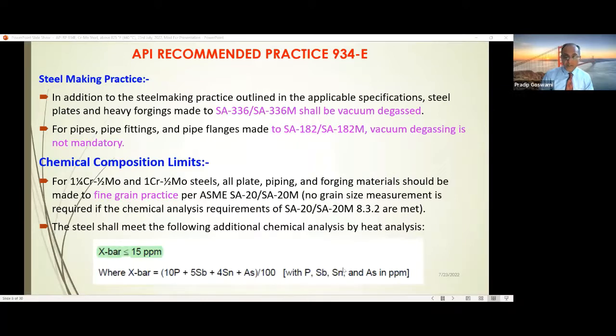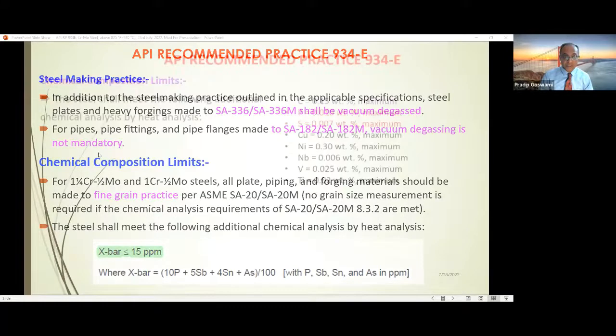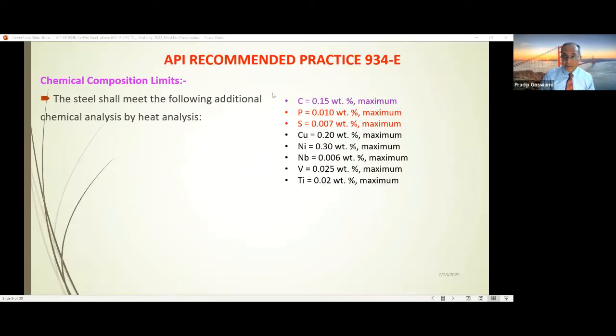The chemical analysis of the steel shall show that X-bar shall be below 15 ppm. X-bar, you know very well, is a summation of the so-called tramp elements one gets during any melting in any composition, that is phosphorus, antimony, arsenic, as well as tin. This value should be below 15 ppm. That applies for the base metal, as well as, as we'll see later, for the consumables. Typically, this is a nominal composition as per ASME Section 2 Part A.